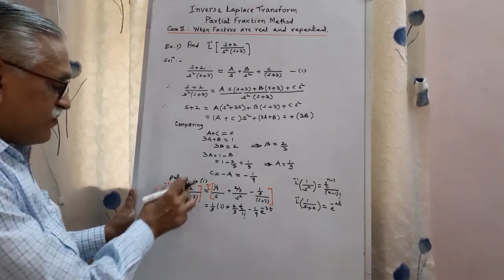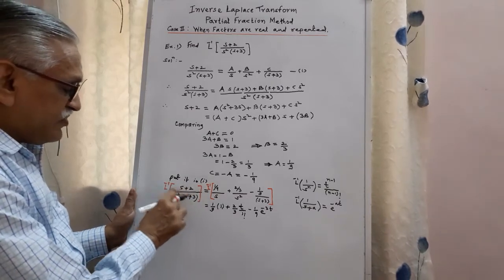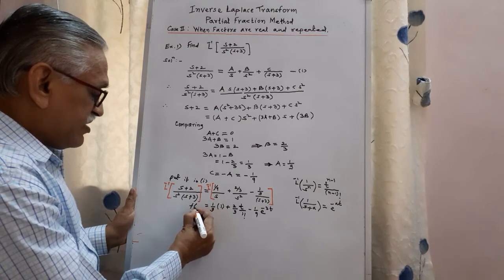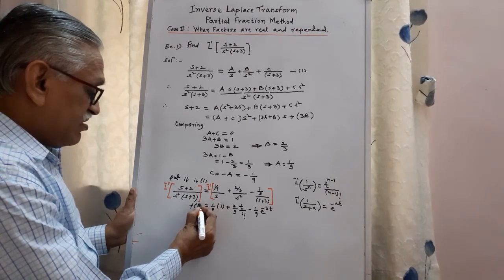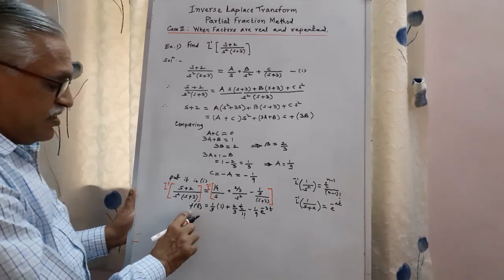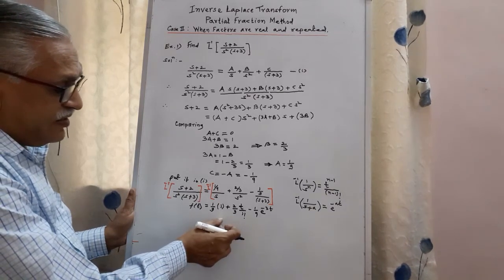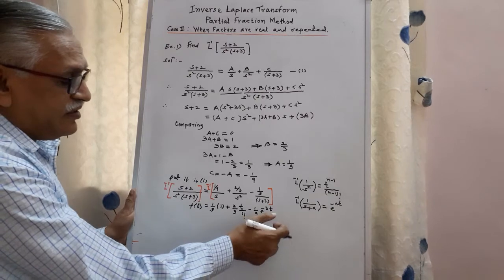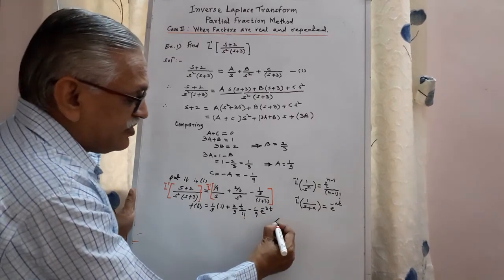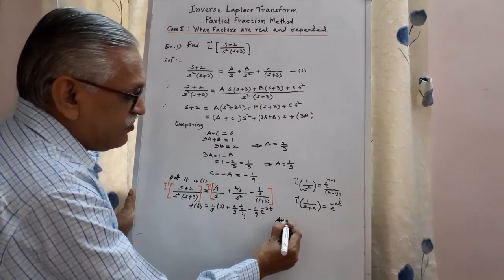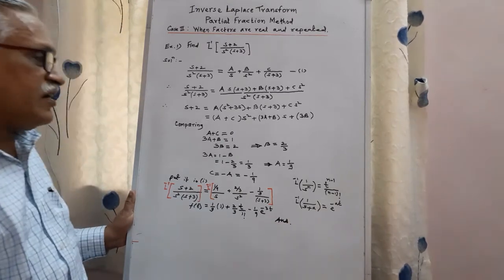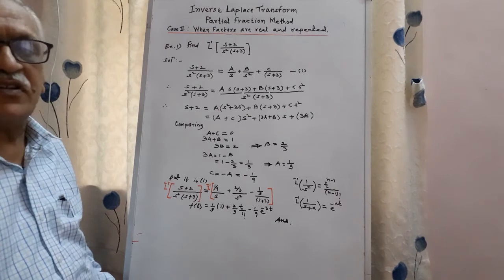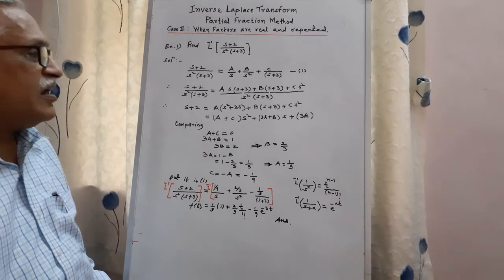and the inverse of the left hand side, it is f bar of s, its inverse is f of t, and therefore we get the required answer f of t is equal to 1 by 9 into 2 by 3 into t minus 1 by 9 e raised to minus 3t as the required inverse Laplace transform, or the answer. Therefore, this is the way by which we can find the inverse.